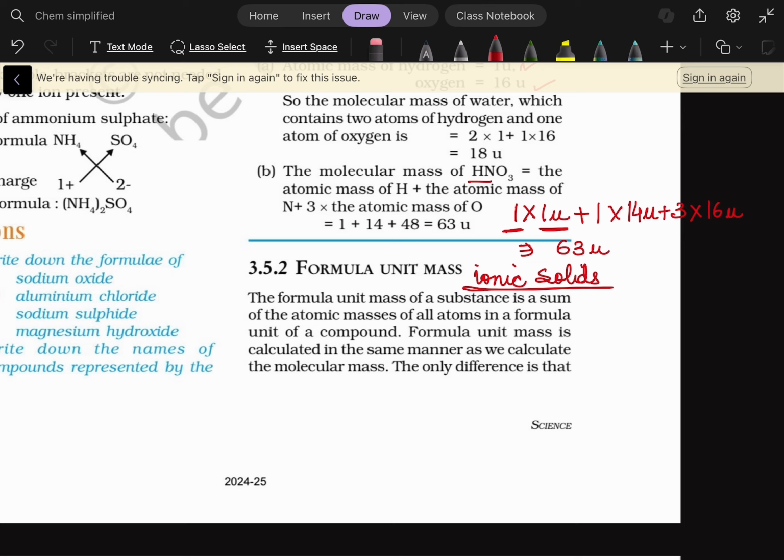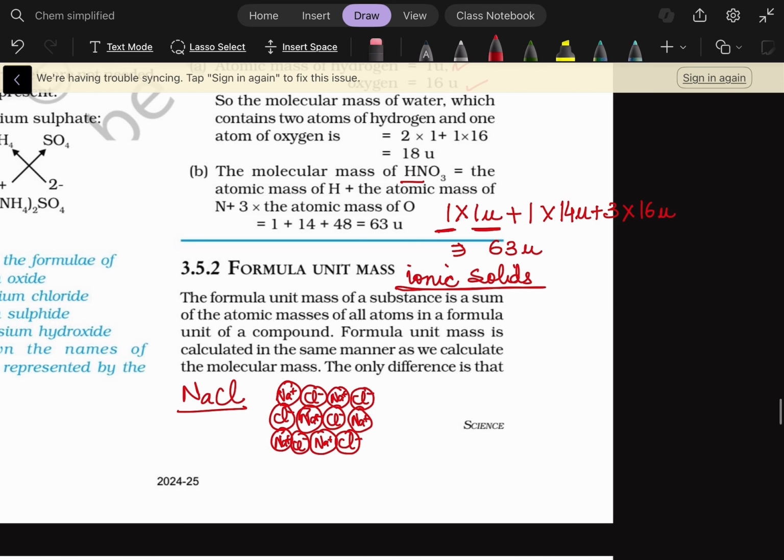Ionic compounds like NaCl, sodium chloride, consist of a very large but equal number of sodium ions and chloride ions arranged in a definite order in their crystal. For example, Na+ Cl-, Na+ Cl-. I'm making the NaCl crystal consisting of a large number of sodium ions and chloride ions. Here it is sodium, then chloride ions. There are so many sodium and chloride ions, but they are equal in number.